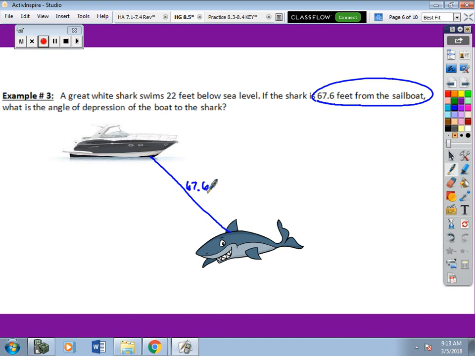Now remember, elevation and depression all stem off of a horizontal line. So you would want to take and sketch in a horizontal line from the boat and even possibly from the shark. Because elevation and depression all stem off of horizontal lines. So you have to have horizontal lines.